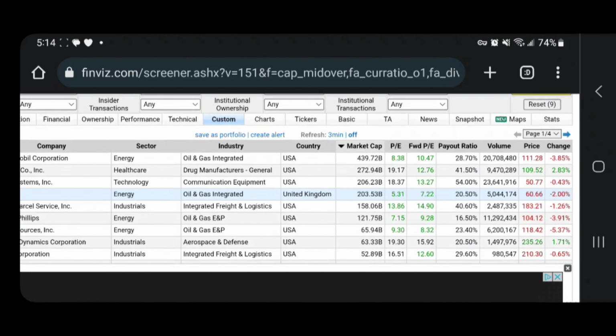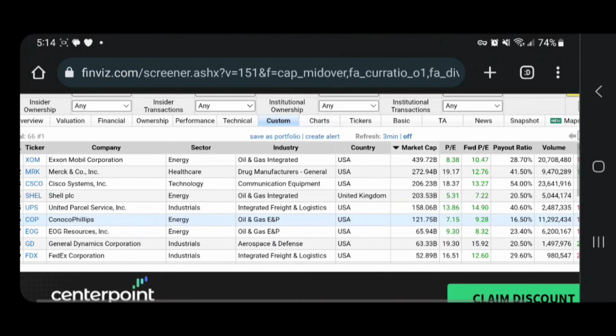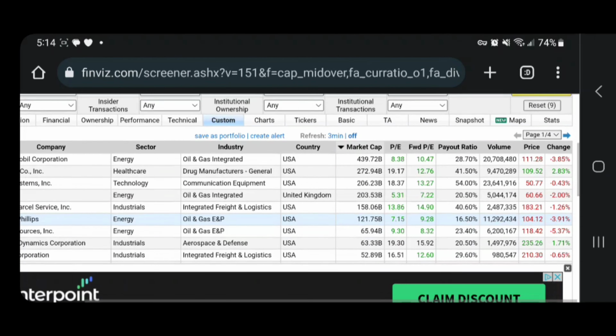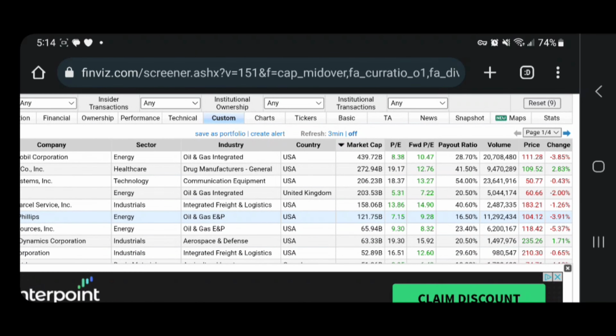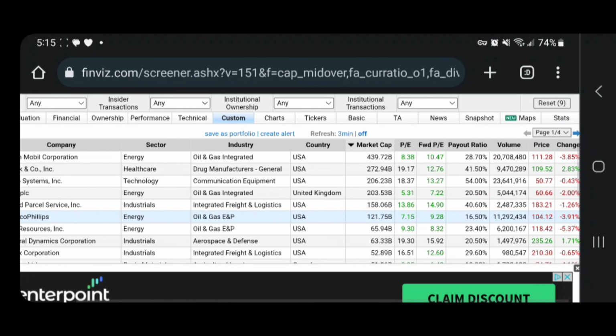I've been eyeing down Cisco. The reason why Cisco is nice is because their current ratio is 18 and that forward earnings ratio is 13. So they're expected to earn more in the future. So they're trading at a fairly good discount right now. And the payout ratio at 54% is relatively safe on the dividend.